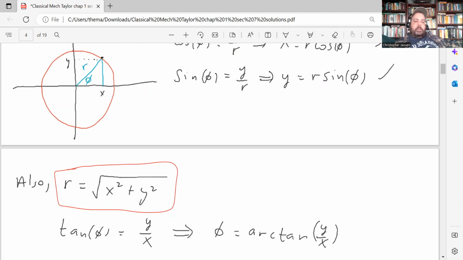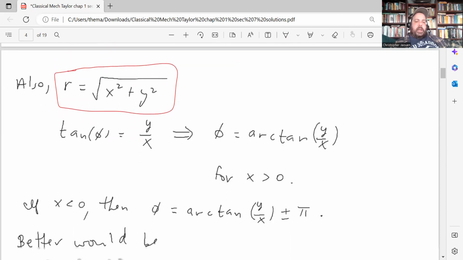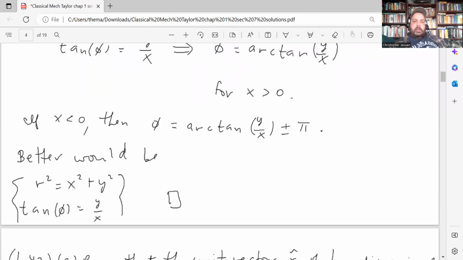It's a little bit better, I think, to write this in terms of r squared, because you're allowed to have positive and negative radii in polar coordinates. So I actually prefer to write it like this, because that includes the negative as well as the positive version for r that you can pick. If you choose the negative version for r, you just have to adjust theta accordingly.